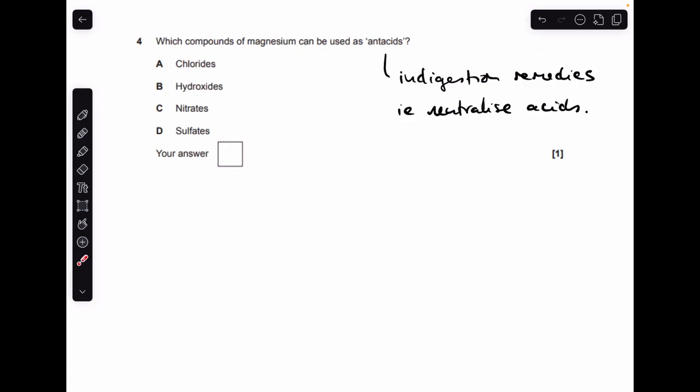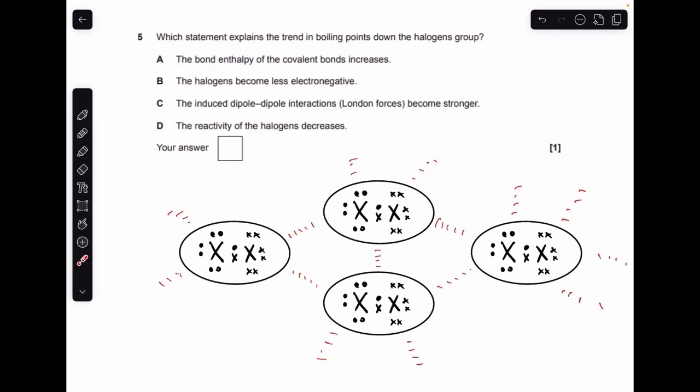Number 4, obviously you need to know what an antacid is, so that's an indigestion remedy, so in other words something that's going to neutralise stomach acid, and the only option that can do that is B, the hydroxide.